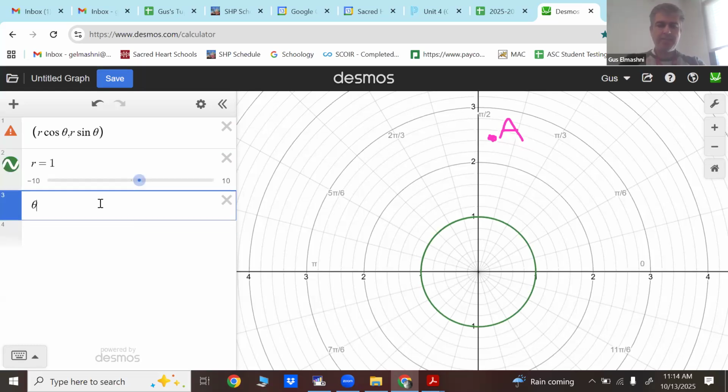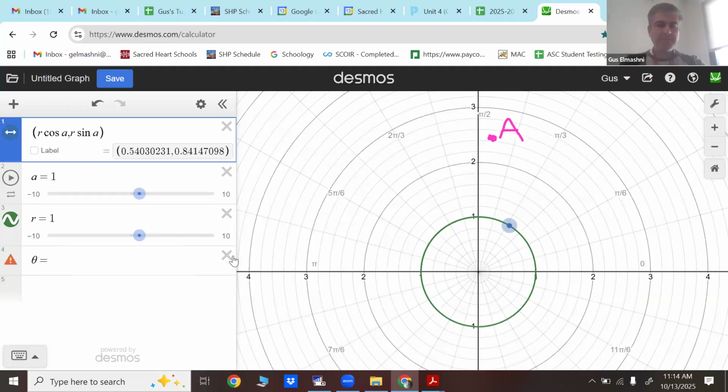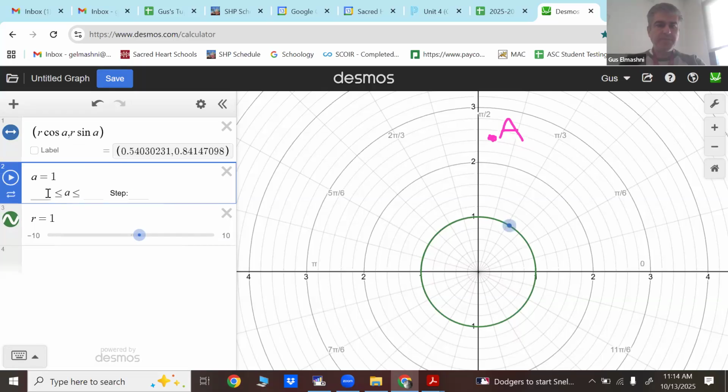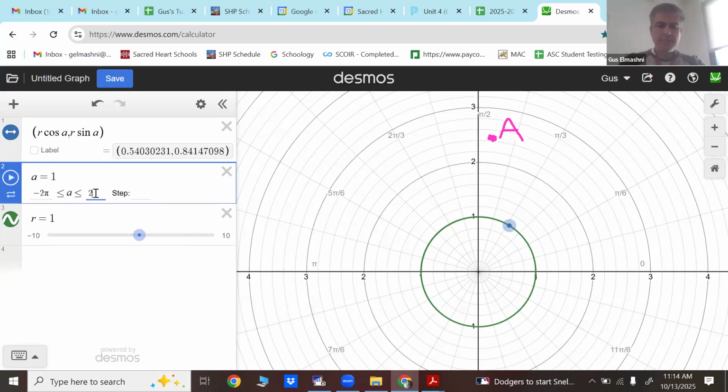And theta, we'll say equals -2 pi. We'll say equals 0. Oh, actually, it doesn't like theta, so let's call it a. Here we go. Then we'll go from -2 pi to 2 pi.